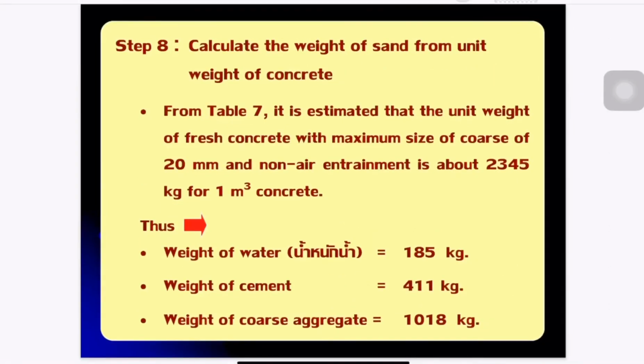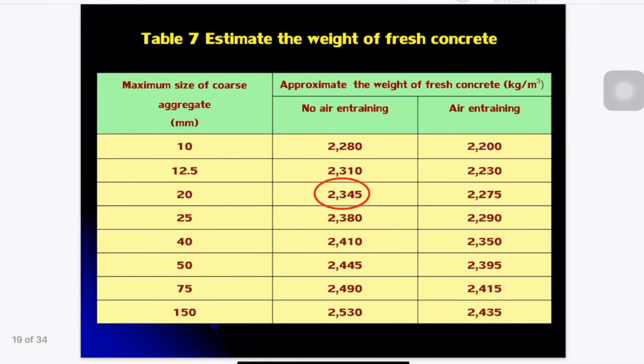For keeping the unit weight of the concrete, at this step, we know the weight of the water, the weight of the cement, and the weight of coarse aggregate. And from table 7, table 7 shows the unit weight of the fresh concrete for different maximum sizes of coarse aggregate. In this problem, the maximum size of the coarse aggregate is 20 millimeters and the concrete is without air entraining agent. The unit weight of the fresh concrete of this problem is 2,345 kilograms per cubic meter.